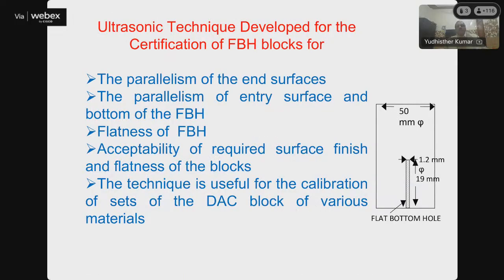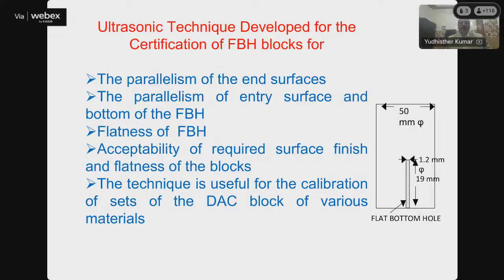Here we see this slide shows the ultrasonic technique developed for calibration of flat bottom hole blocks. At NPL we have performed the calibration of these flat bottom holes, FBH blocks, which are usually used for making calibration curves and for the particular application of sizing of small size holes. Here we have used a technique using ultrasonics itself.